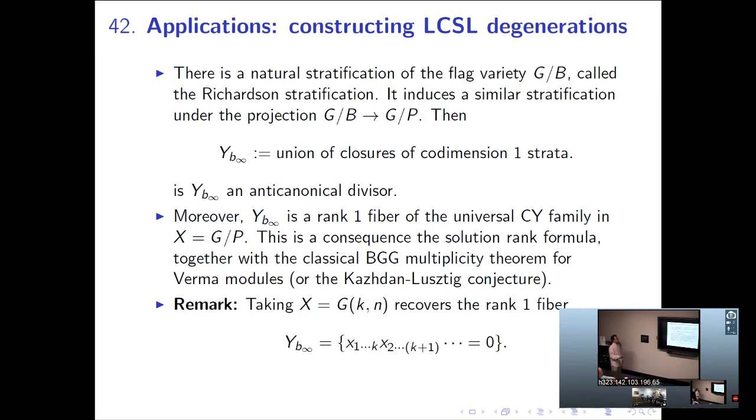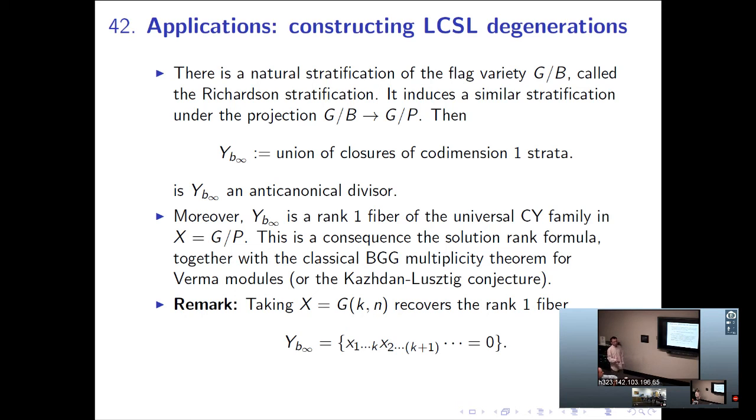There is a natural stratification of the flag variety. Is the boundary of the stratification normal crossing? I think there are some results on the singularities. The stratification is with Richardson varieties. You take the union of all the codimension one Richardson varieties. Is that a normal crossing divisor, or smooth?